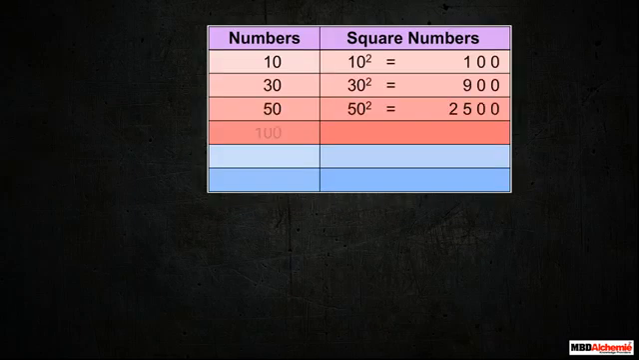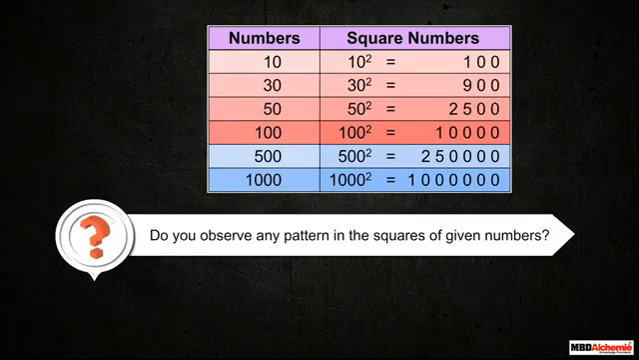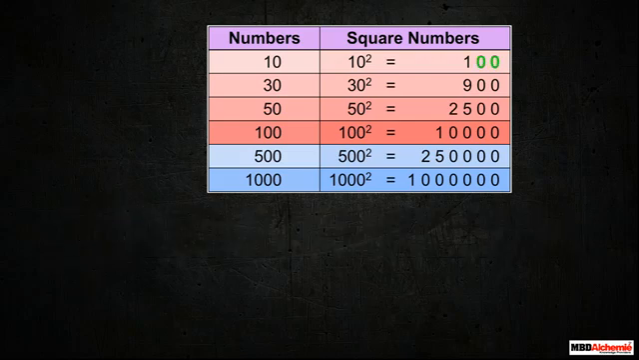Let's see some more numbers whose unit digit is 0. Do you observe any pattern in the squares of given numbers? The number of zeros at the end of the square number is double the number of zeros in the number at the end.